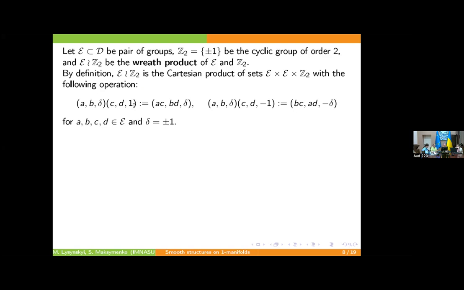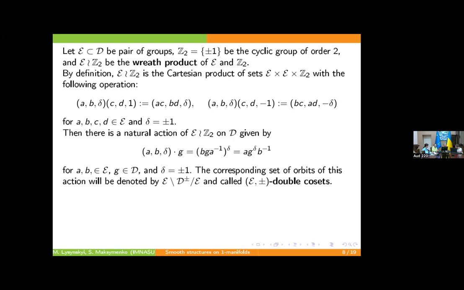If here we have a 1, then this acts on the first multiple like the identity. So we just multiply them as a usual product, a direct product. But when we have -1 here, this -1 swaps A and B. And so we multiply them, you see here, B multiplies by C and A by D. And one can check that this is a group structure, and it is called the wreath product of E and Z2. Well, what is essential: if E is a subgroup of a group D, then there is a natural action of this wreath product on the whole group.